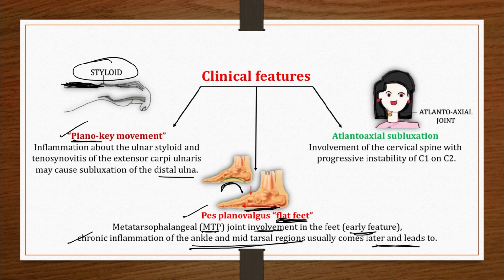Now in the last, we will talk about the neck, the cervical spine involvement in rheumatoid arthritis patients. So this is atlantoaxial subluxation because of the involvement of the cervical spine with the progressive instability of C1 on C2, right? Atlantoaxial subluxation is a serious but infrequent complication of rheumatoid arthritis that causes neurological symptoms and signs of spinal cord compression, including sudden or gradual onset of neck pain or post-auricular pain, head tilt, ataxia, limb weakness, loss of bowel and bladder control, and increased tendon reflexes.